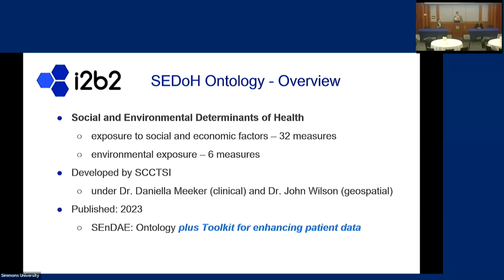It's this SEDOH ontology plus a toolkit for creating this data, adding this data, enhancing your patient database with the SEDOH data. And there's a toolkit involved because there are two things you have to grab from the internet when you're building this. One is the data that can be applied to all patients. The other is your patients' home addresses, which you need to geocode, match to census tracts, and then apply the data that's appropriate for those census tracts. That's why there's a toolkit that goes along with this ontology.